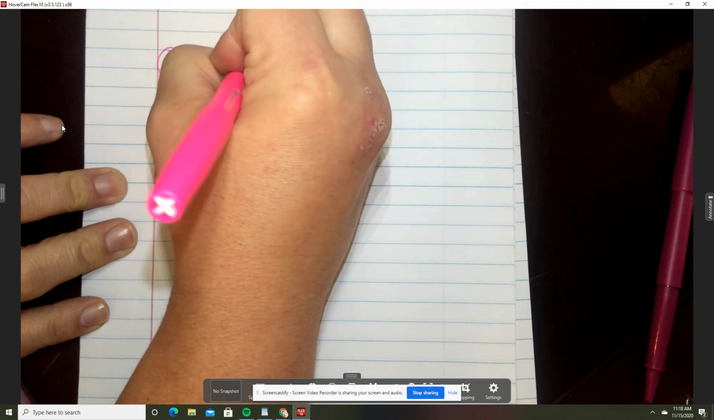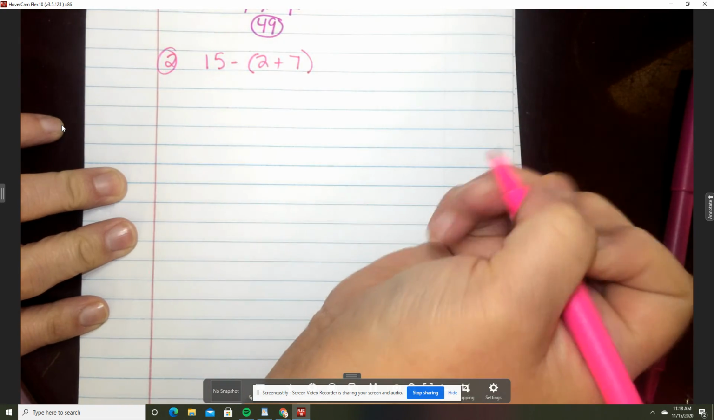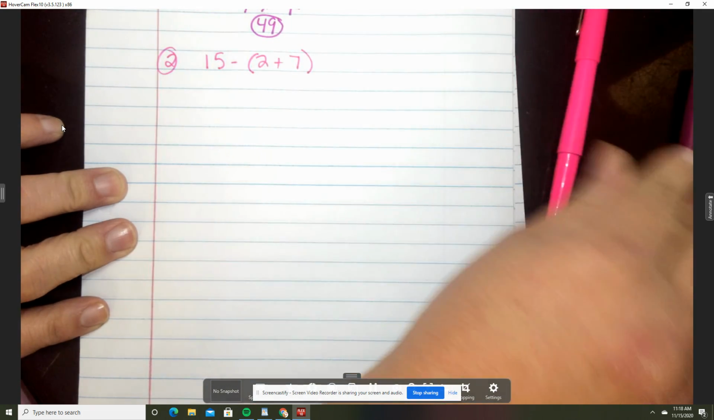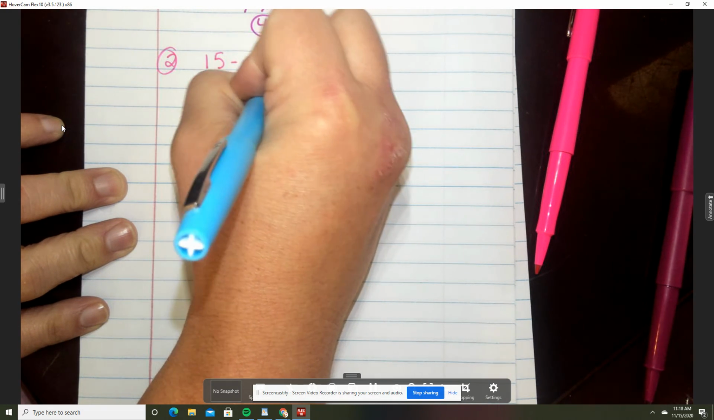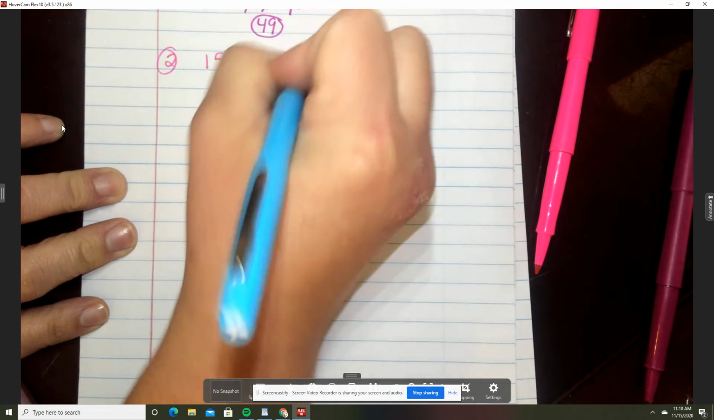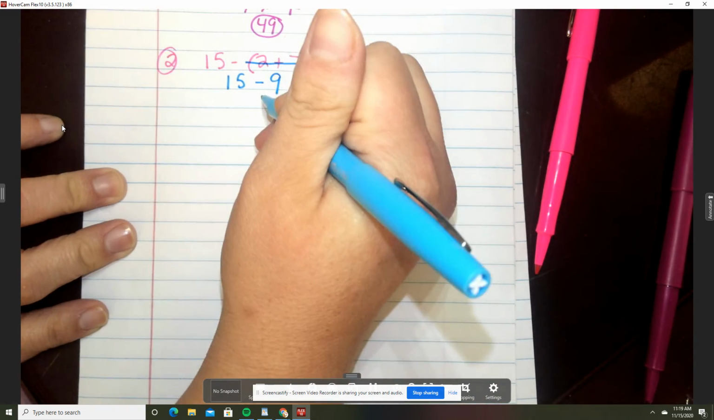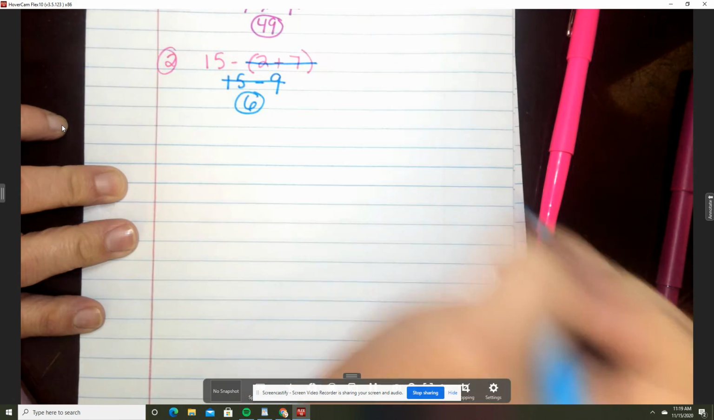15 minus (2 plus 7). Okay. So looking for parentheses, I've got a set. I'm going to do whatever is inside of them first. So 2 plus 7 is 9. Cross that out, bring down. Okay. Then all that's left is 15 minus 9, which is 6. Cross out, circle my answer.